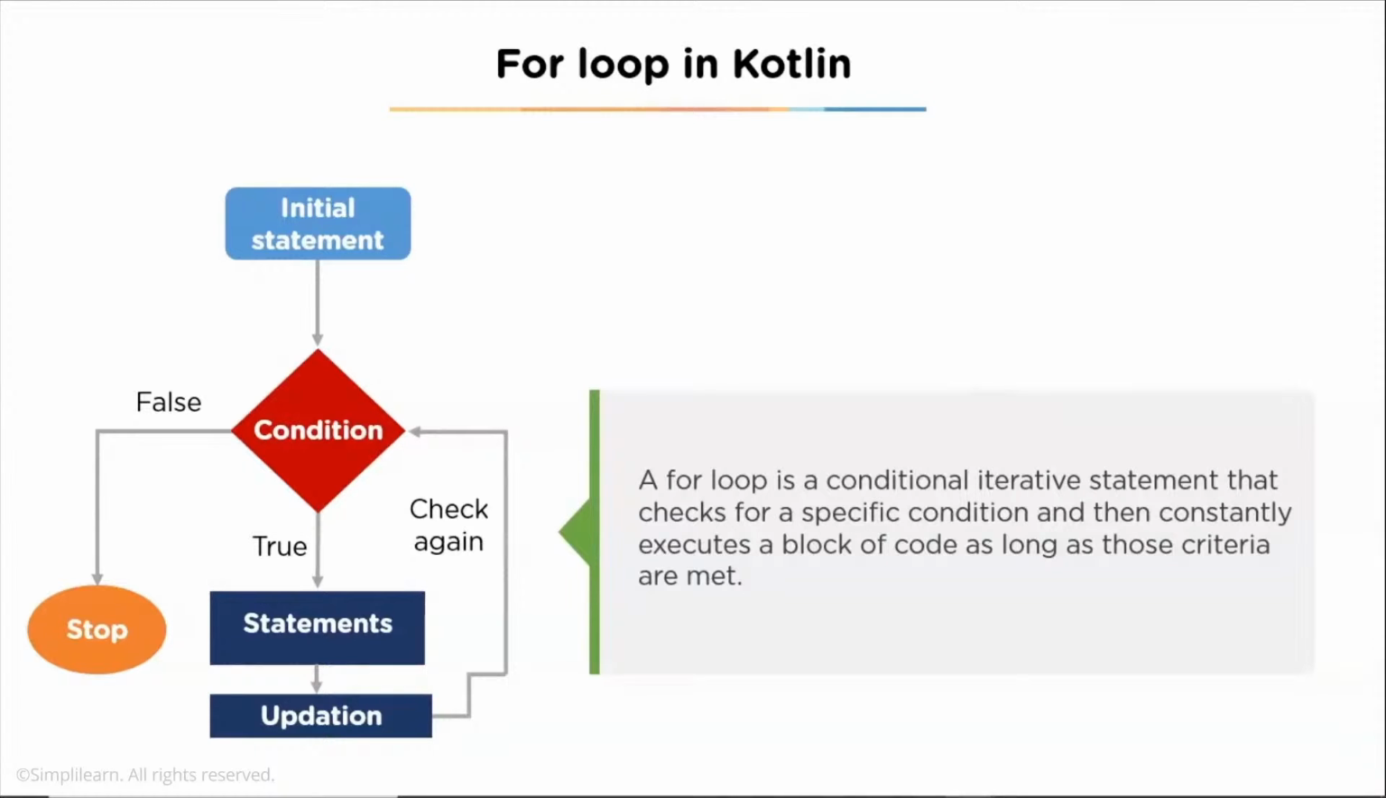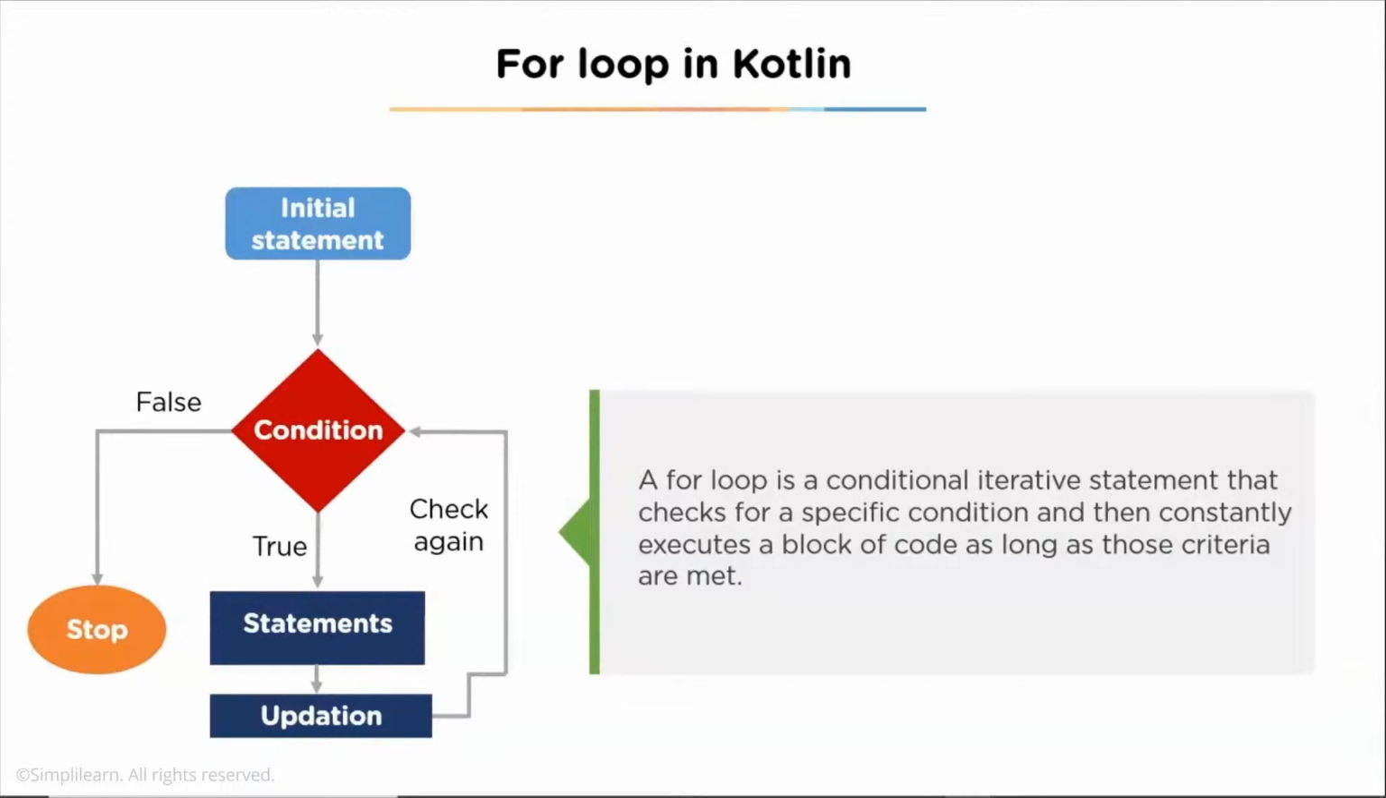As we can see in the diagram, first there is an initial statement, then there is a condition, and if that condition evaluates to be true, then the statements inside the loop body are executed and updated. The updation can be incremental or decremental. Then again, the condition is checked.